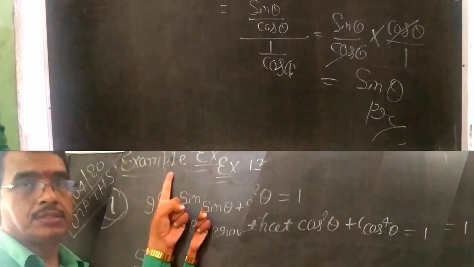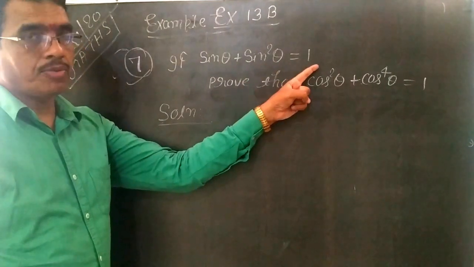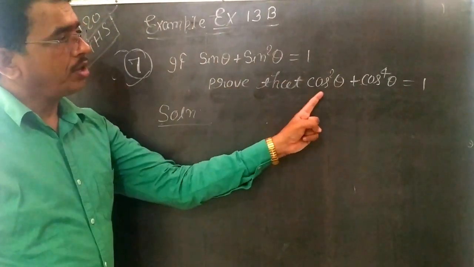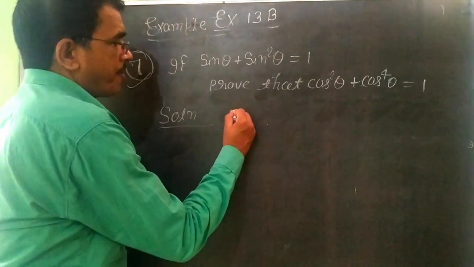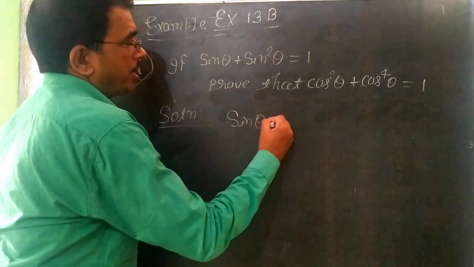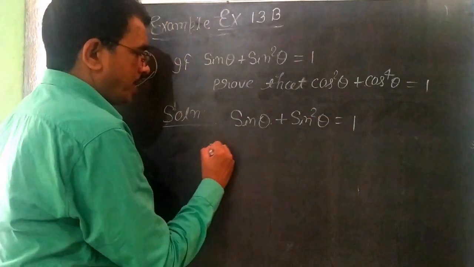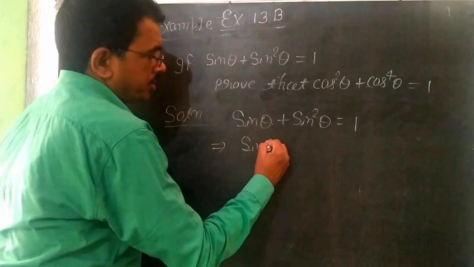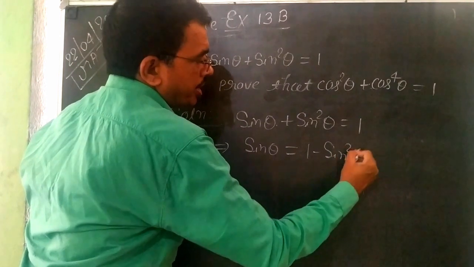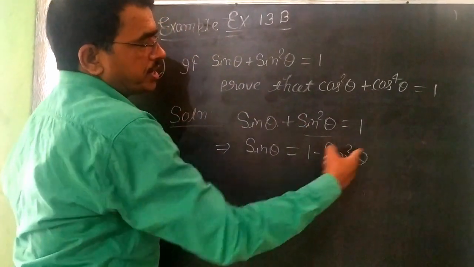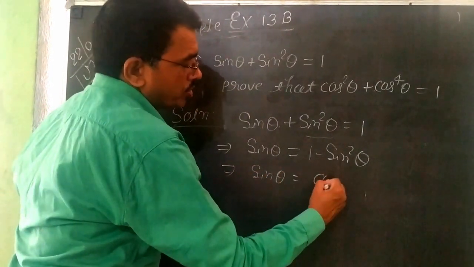That's exercise 13.7: if sin theta plus sin square theta is equal to 1, then prove that cos square theta plus cos to the power 4 theta is equal to 1. How do you write? First, given is sin theta plus sin square theta is equal to 1. Then sin theta is equal to 1 minus sin square theta, because this is plus sin square, go this side, it is minus sin square. But this is sin theta and it is changed into cos square theta.